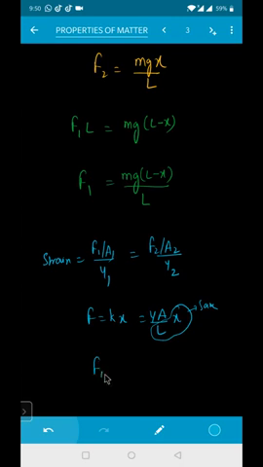So I can write here F1 will be equal to Y1 A1 and F2 will be equal to Y2 into A2. Isn't it? Because strain is remaining the same for both of them. F1 by A1 divided by Y1 will be equal to F2 divided by A2 divided by Y2. So here x and L are remaining the same. So F1 must be equal to Y1 into A1 and F2 must be equal to Y2 into A2. Clear?